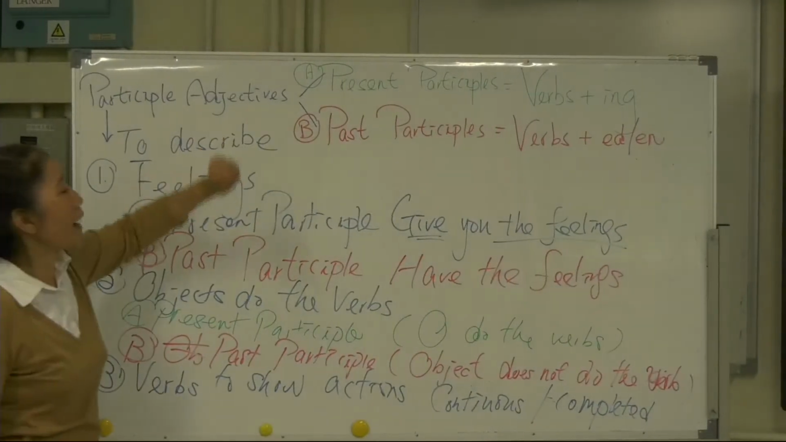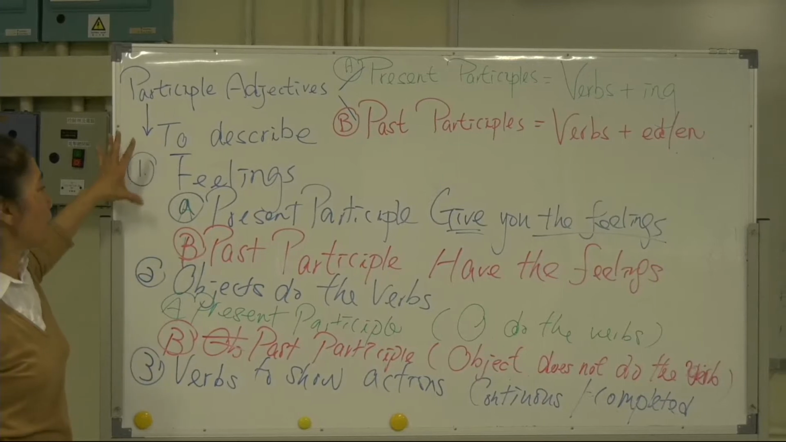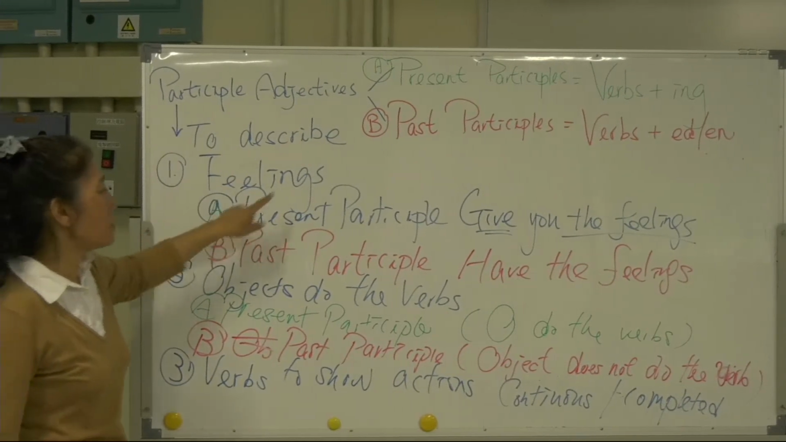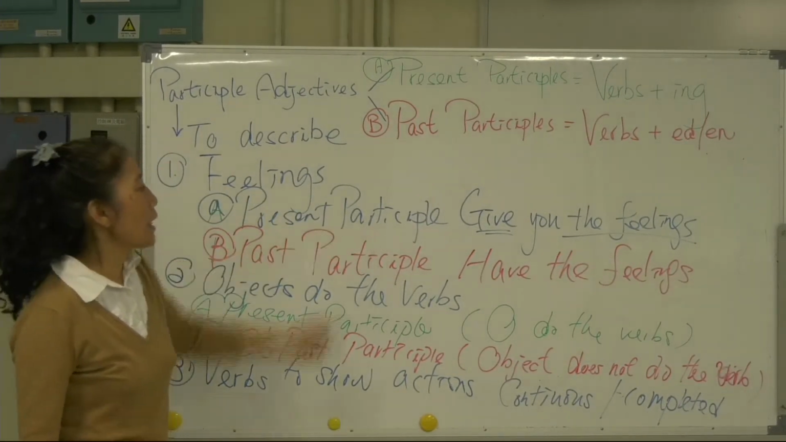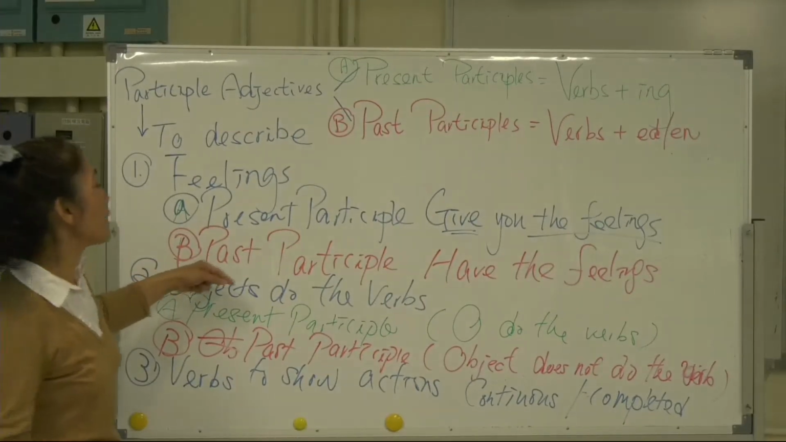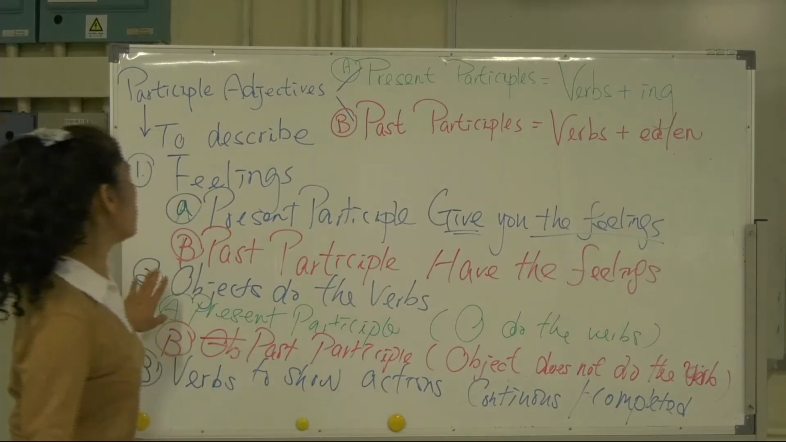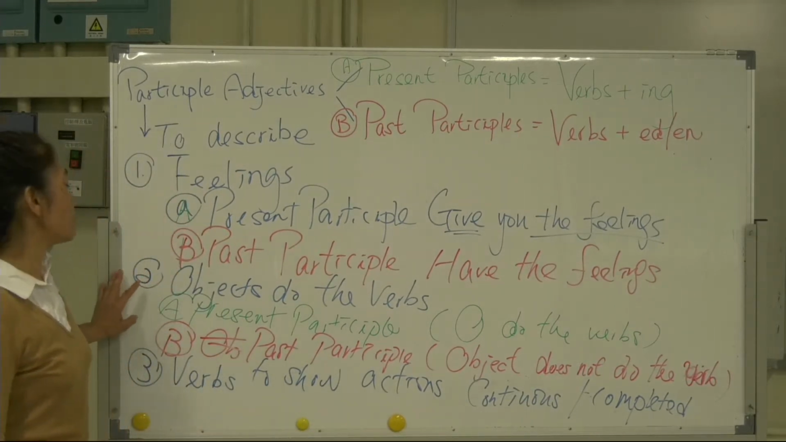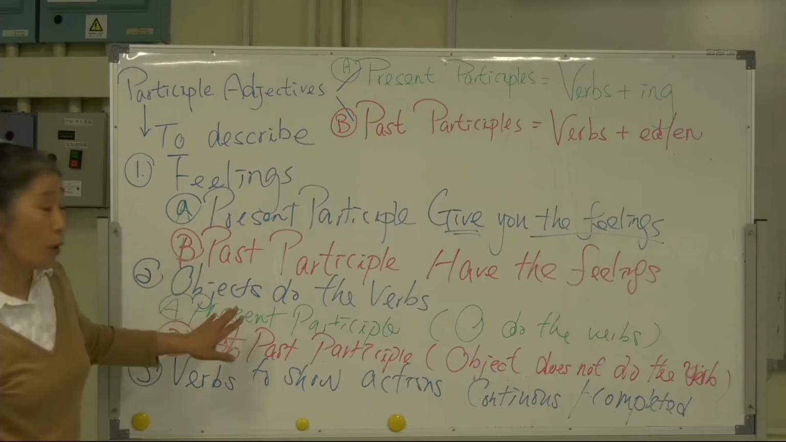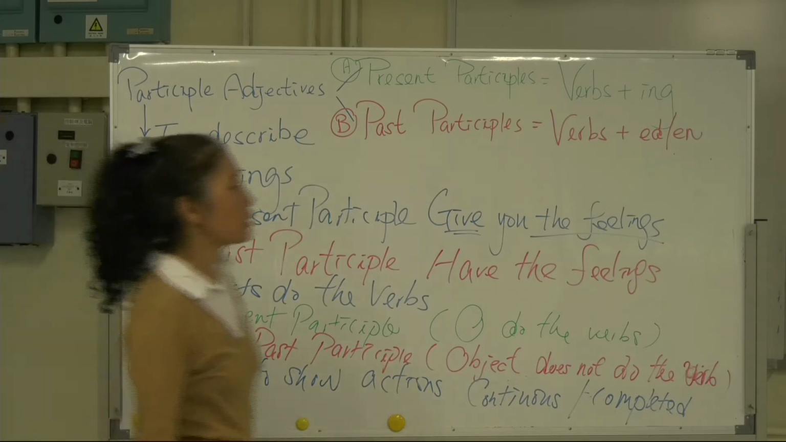So now, I've already gone through what are the differences of participle adjective? Okay, now there are two kinds, where we show feeling or describe the feeling. We use present participle, okay? That is to give you the feeling. We use past participle, that is you have the feeling, okay? And also, the second one, you describe whether the object do the verb or not. And the third one is, the verb shows the action continuous or completed.